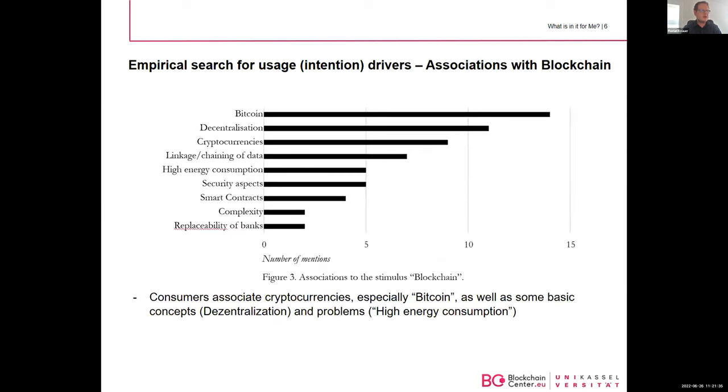And we've also asked what are associations to the stimulus word blockchain. And as we see, people have connected Bitcoin with it, some core concepts like decentralization, for instance, but also some problems like high energy consumption was mentioned. As we all know, it's not necessarily the case. It's depending on the consensus mechanism applied, but people have those concerns in their mind.